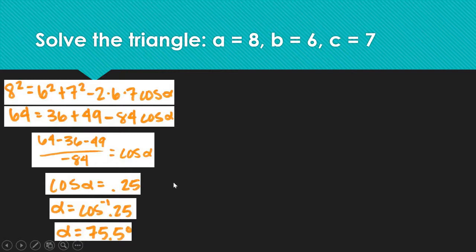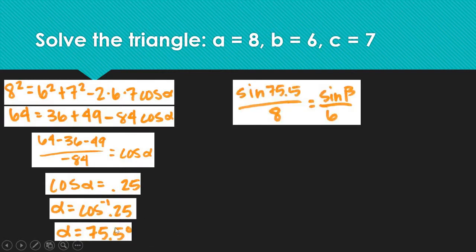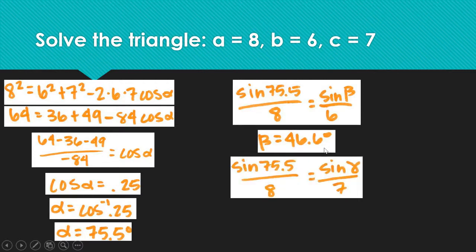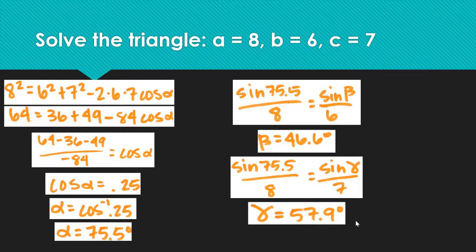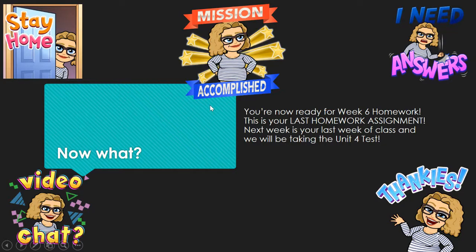Now that I have alpha and a that go together, I can use law of sines. So sine of 75.5 over 8, and I'm going to do the small one first. So that's going to be sine of beta over 6. So beta is about 46.6. Then I can either subtract from 180, or I can do law of sines to find gamma, which is about 57.9. So that's how that side works. It's a lot of work. So now we're done. That's it.